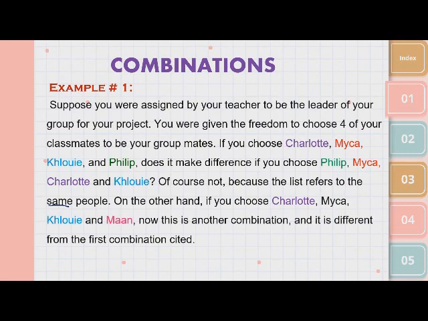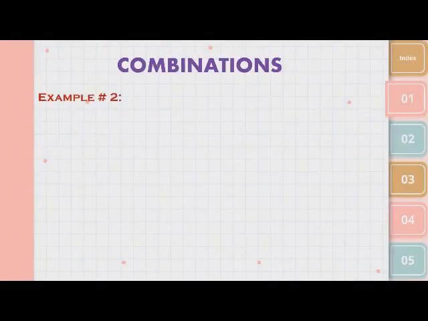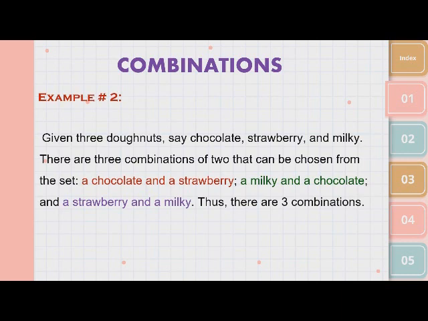Let's proceed now to the next one. Example number 2. Given the 3 donuts, say chocolate, strawberry, and milky. There are 3 combinations of 2 that can be chosen from the set. When you are going to use 2 at a time, we have chocolate and strawberry, milky and chocolate, strawberry and milky. So we have 3 combinations if you are going to have 2 at a time. Okay.